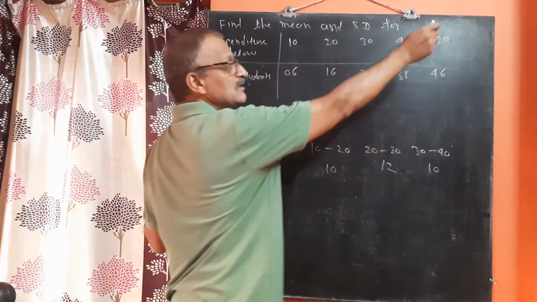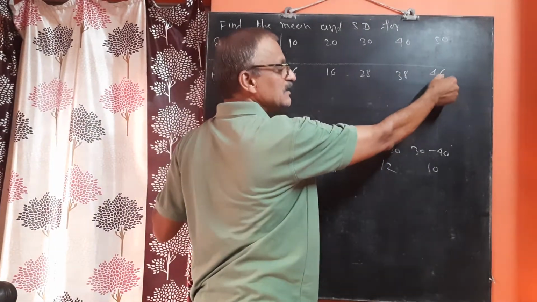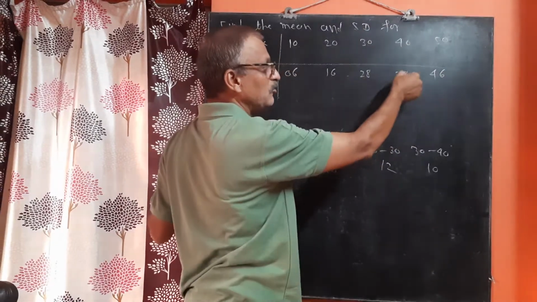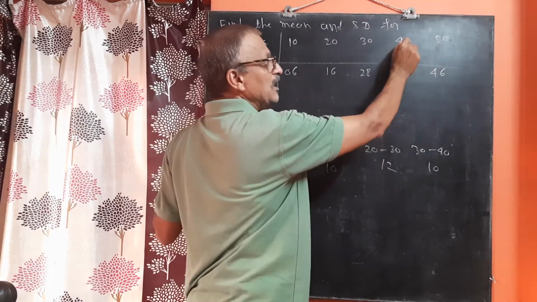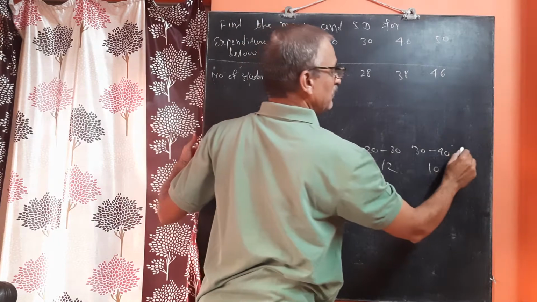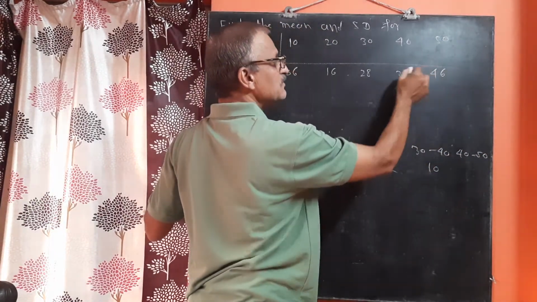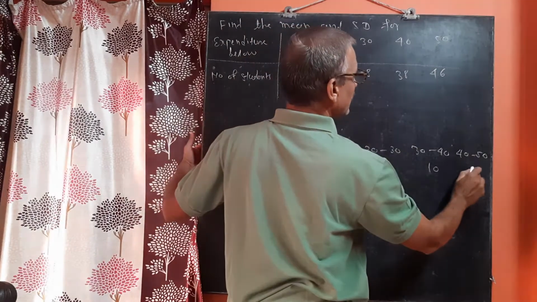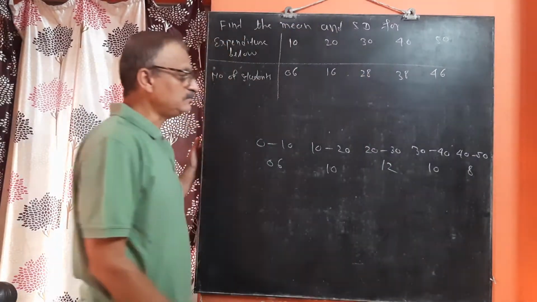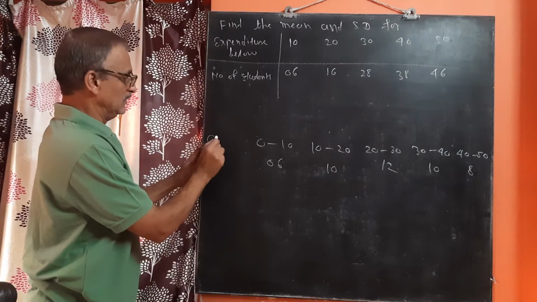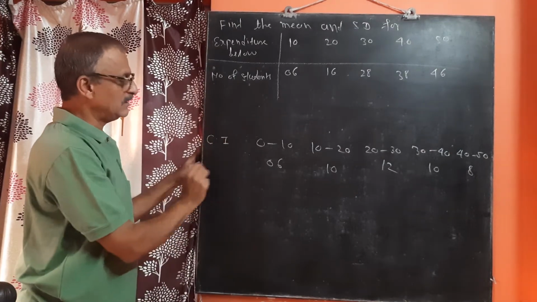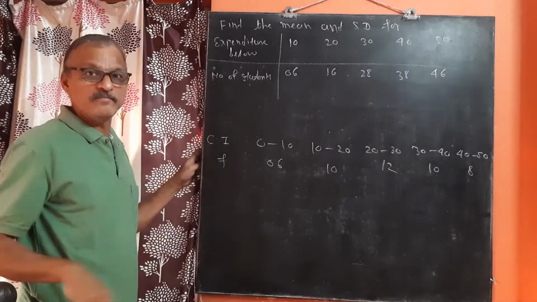Now the total number of students spending up to 50 rupees is 46. But up to 40, the total number of students is 38. So between 40 to 50, the number of students will be 46 minus 38, that will be 8. So these are the class intervals, and this is the frequency.